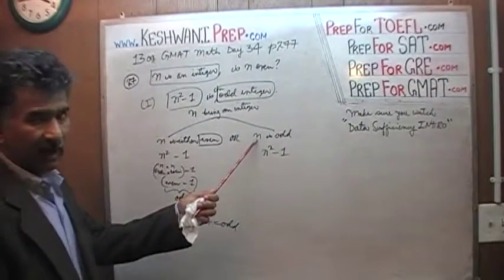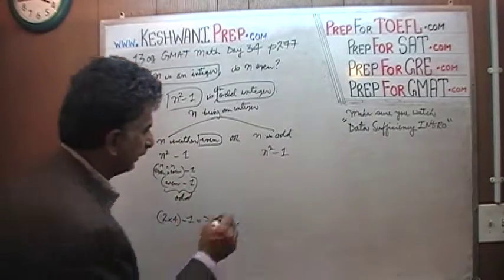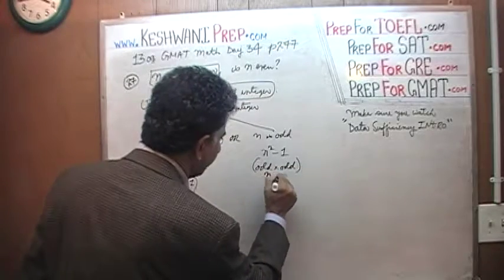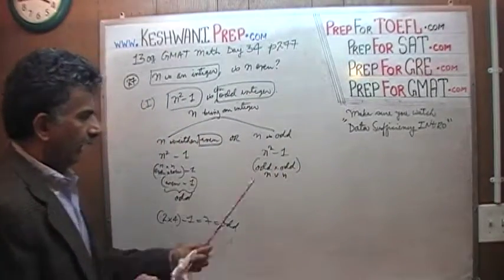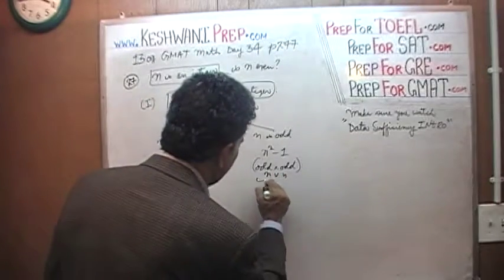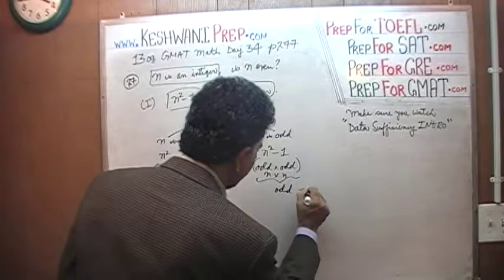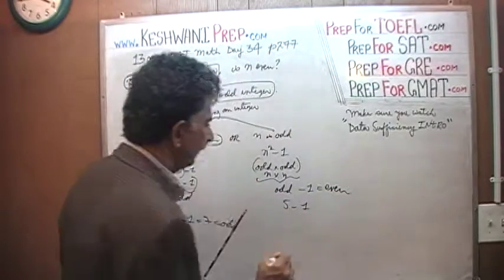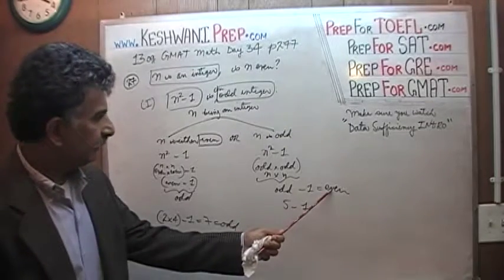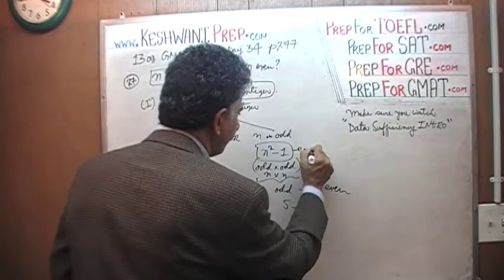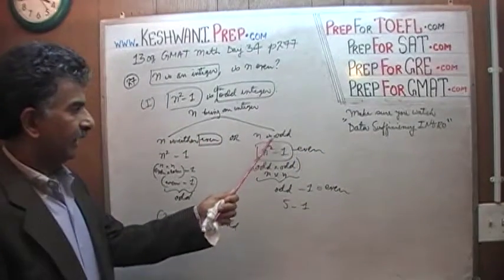If n happened to be odd, then this n squared would have been odd times odd. That's your n times n. Odd times odd, 3 times 5 is 15. Odd times odd is odd. Now minus a 1, if you have an odd number, minus a 1, it becomes even. Odd number minus odd number becomes even. So this entire quantity turns out to be even if n is odd.